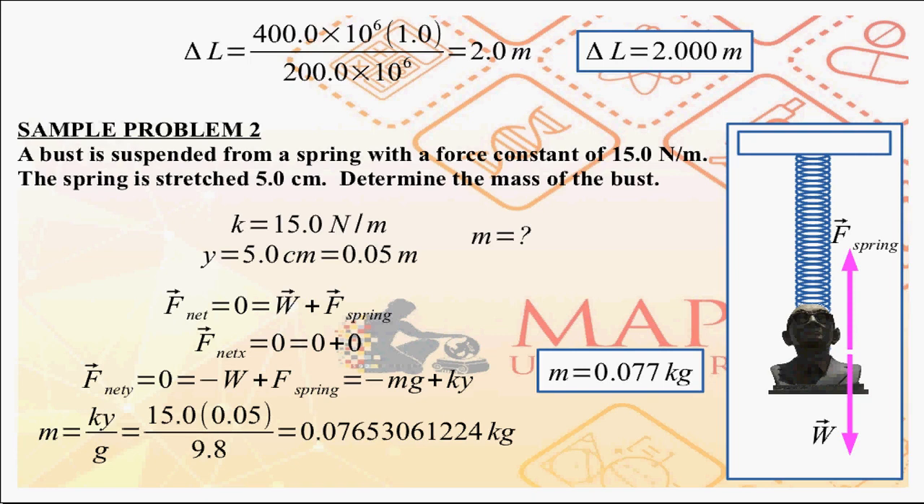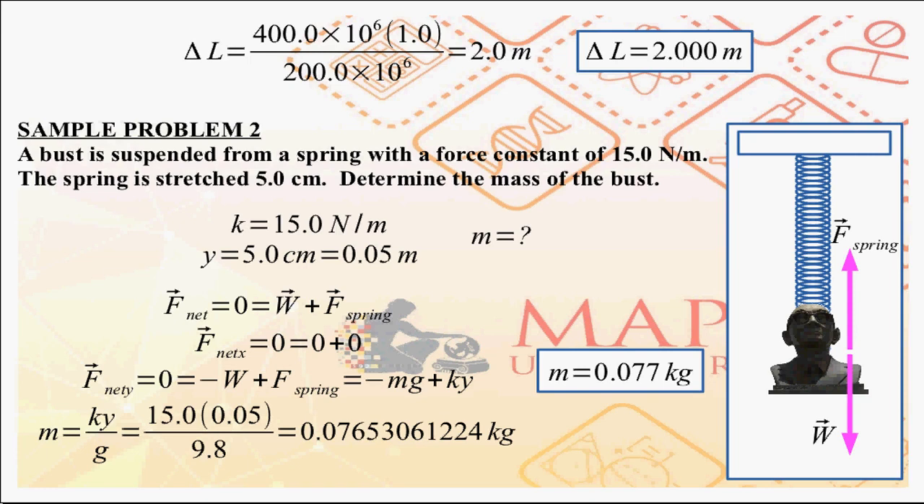We know the force constant of the spring, 15 Newton per meter, and the spring is stretched 5 centimeters. Y is equal to 5 centimeters, which is equal to 0.05 meters. Determine the mass of the bust. So, F net is equal to 0, which is equal to weight plus F spring.